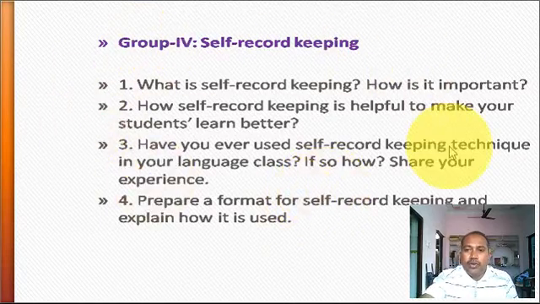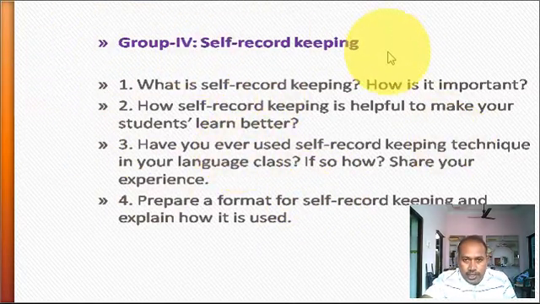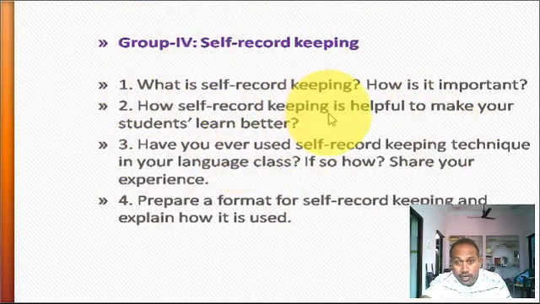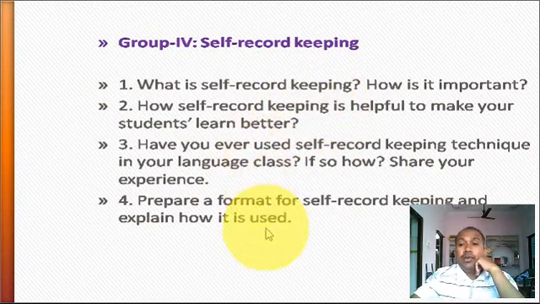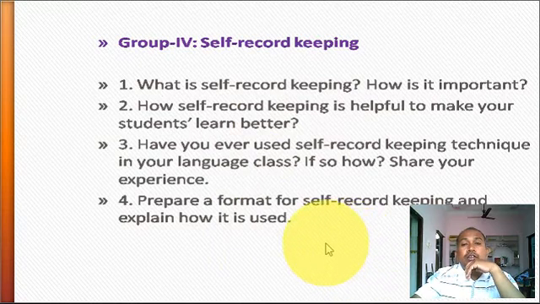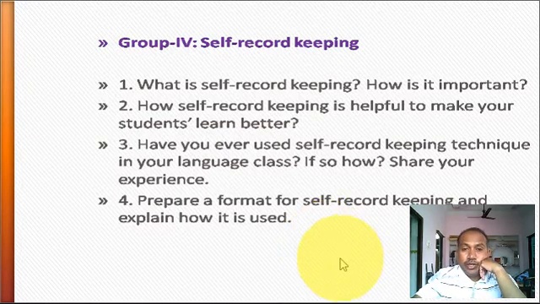Again discuss the following questions in groups regarding self-record keeping. What is self-record keeping? How is it important? How is self-record keeping helpful to make your students learn better? Have you ever used the self-record keeping technique in your language class? If so, how? Share your experience.